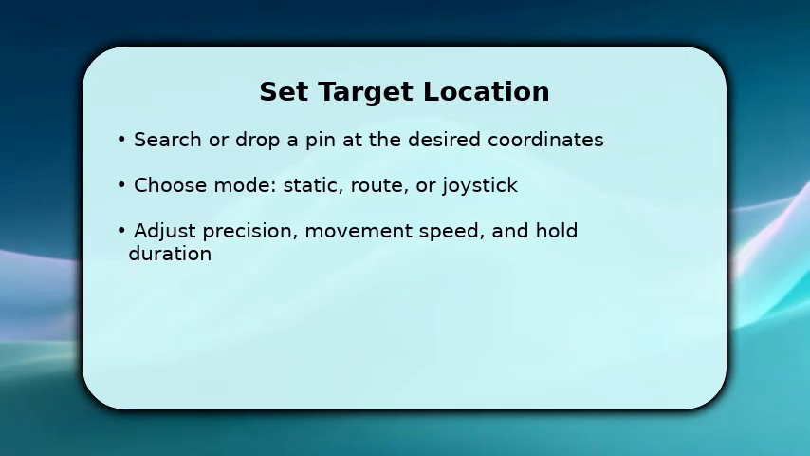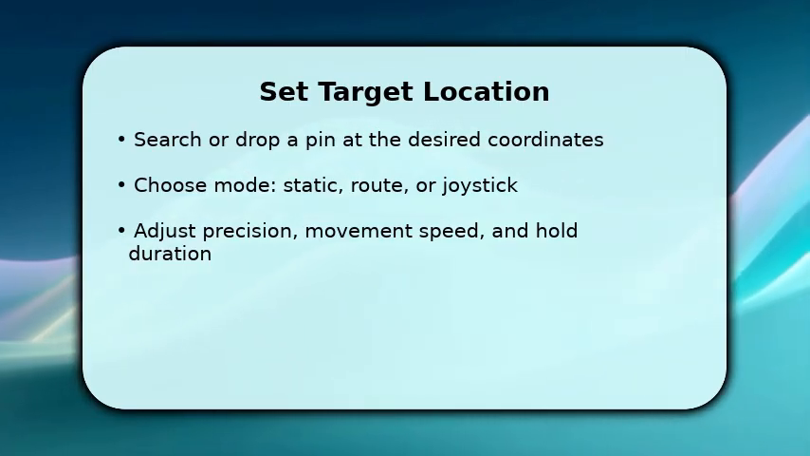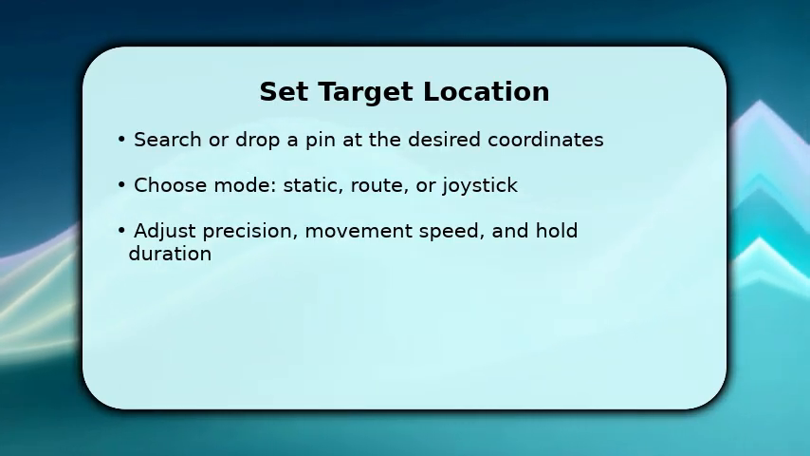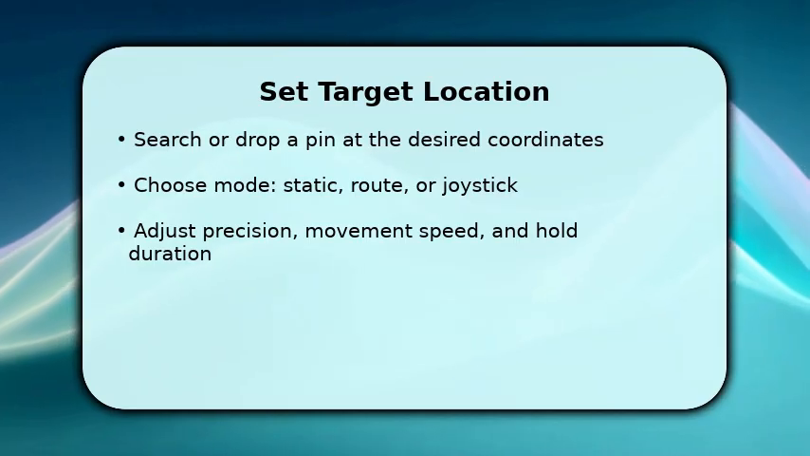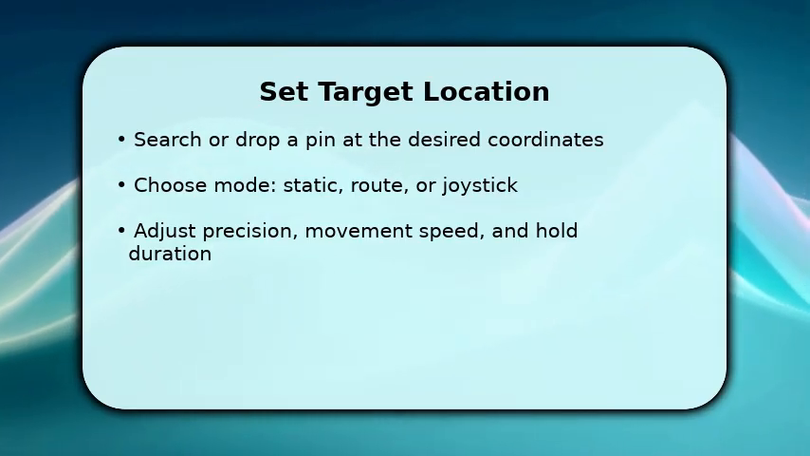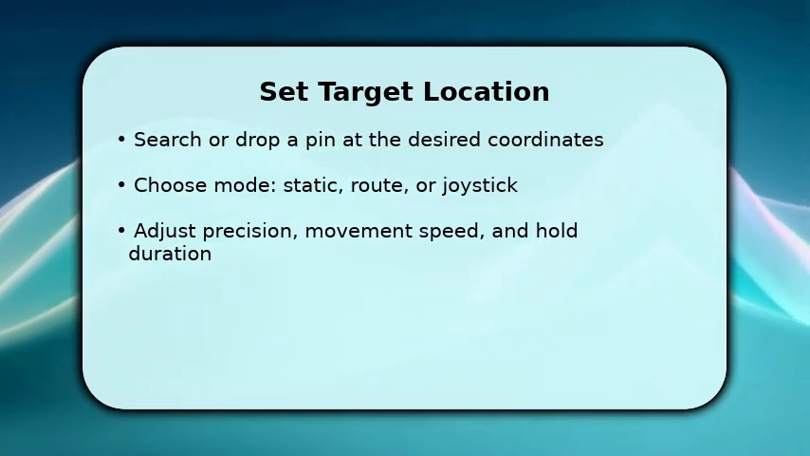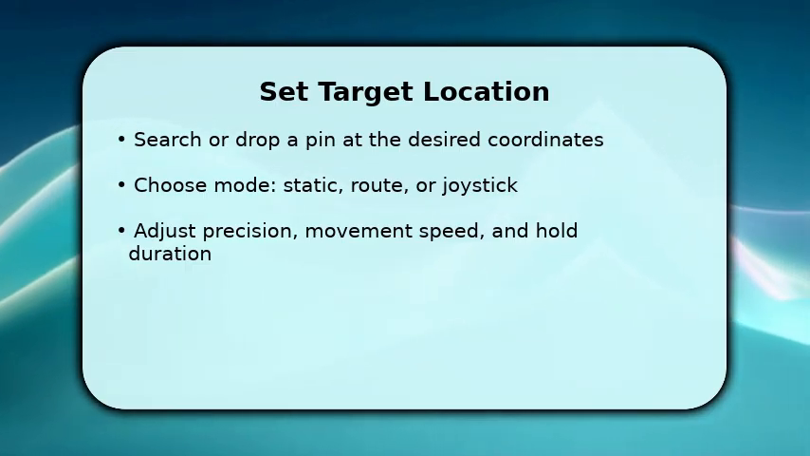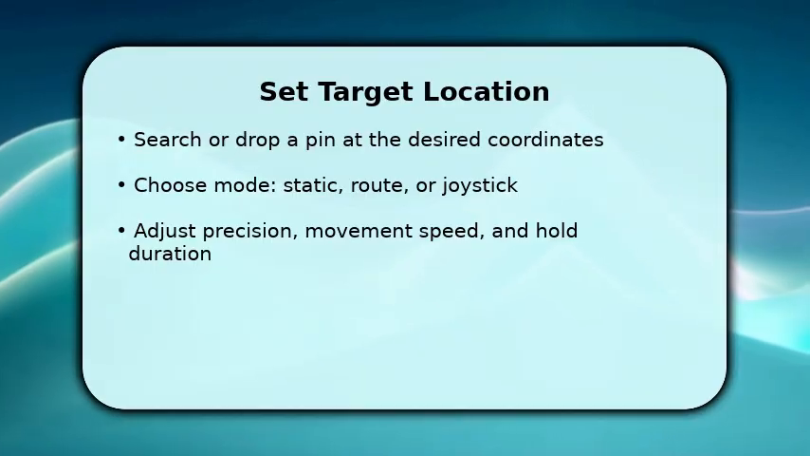Now pick the target location. Search an address or drop a pin on the map to lock coordinates. Then select mode, static to stay put, route to simulate travel, or joystick for manual control, because each mode affects apps differently. Once chosen, tweak precision and movement speed to match real-world patterns. Rapid jumps can trigger anti-fraud checks.